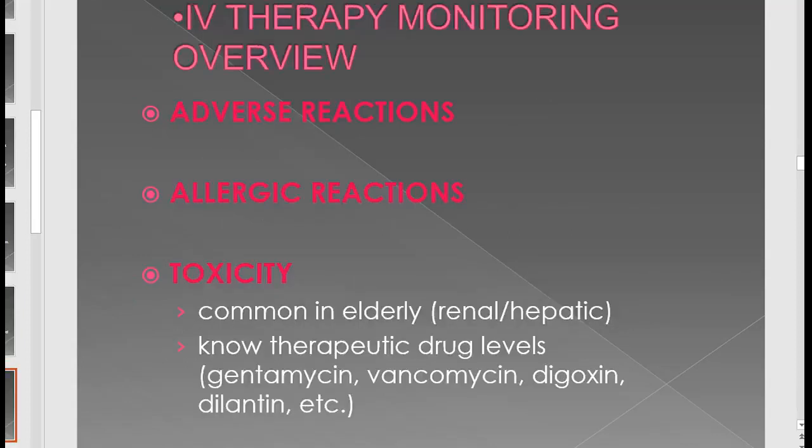Other factors to consider are adverse reactions to any kind of medication that you're giving IV, allergic reactions, and toxicity. It's very common with elderly patients or people who have renal or hepatic issues. Know any therapeutic levels that you may have. For example, with vancomycin and gentamicin, most facilities will have a peak and a trough ordered for these medications. Be careful to look for dig toxicity and Dilantin. These are all drug levels that it's important as a nurse that you are monitoring.